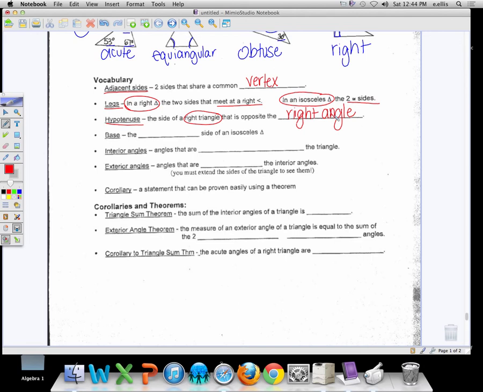We also have a base. The base is the non-congruent side of an isosceles triangle. Again, it's very specific to just isosceles.